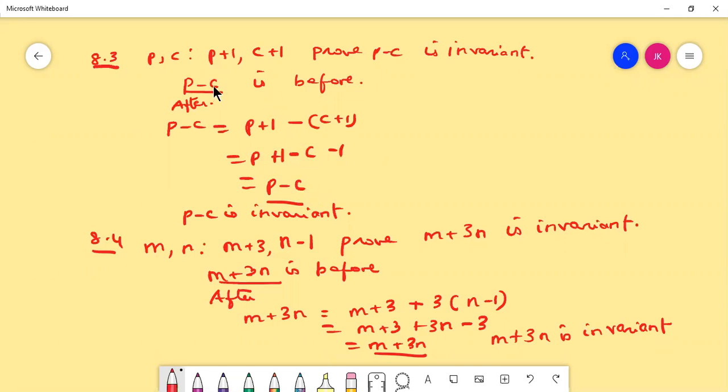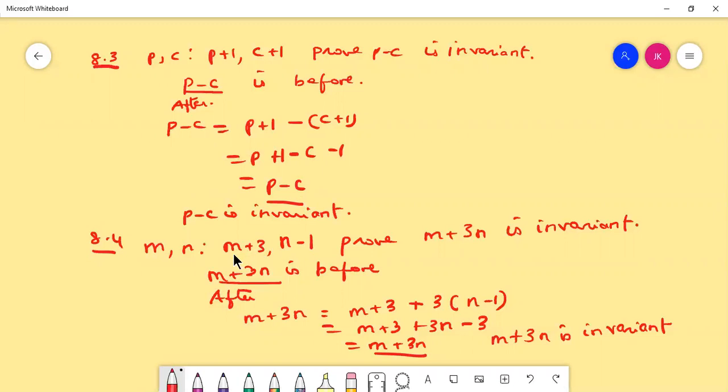So before also it is P minus C. After also it is P minus C. So my answer is P minus C is invariant. Can you understand? Before, if you have the value, you substitute. If you don't have the value, you just take that P minus C itself as your before expression, and after substitution, you're getting back the same answer. Then you say it is invariant.